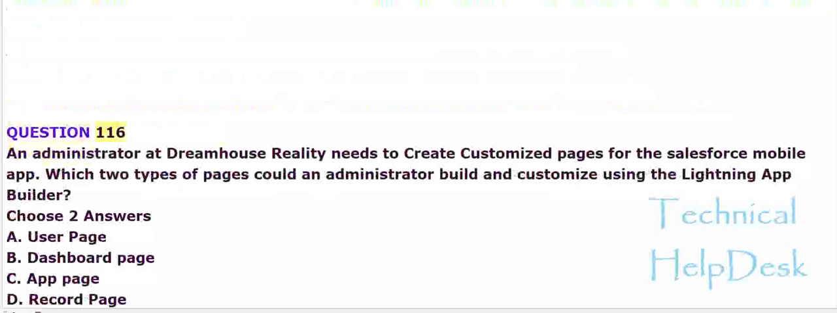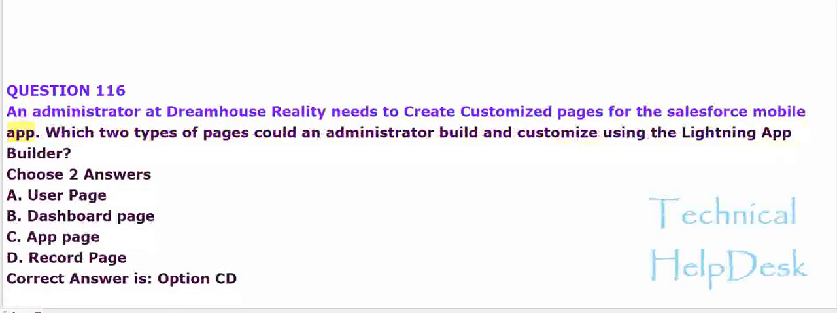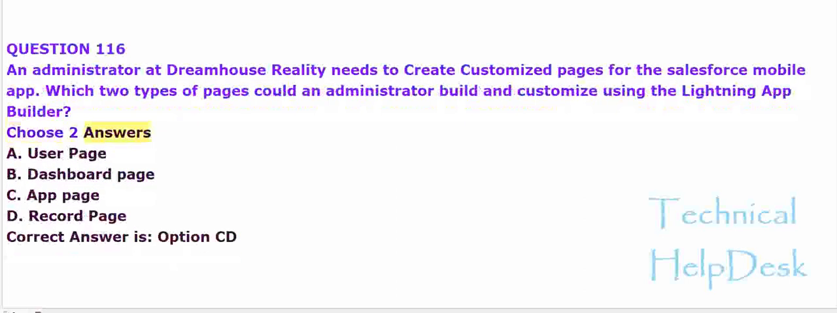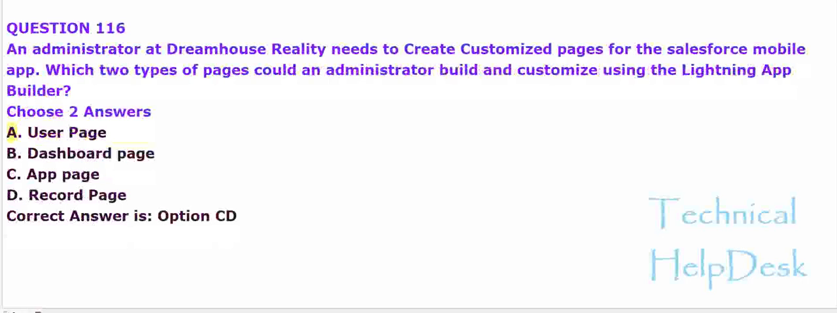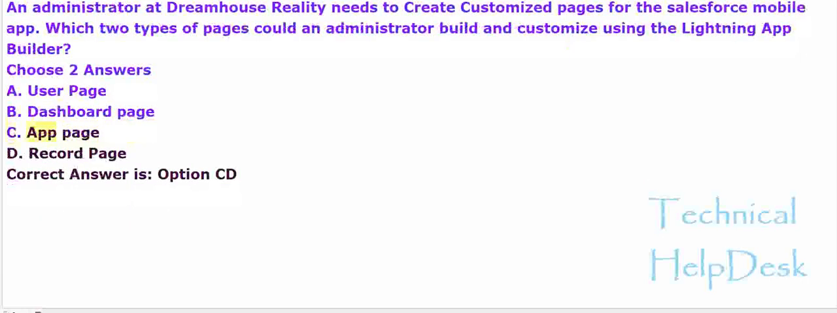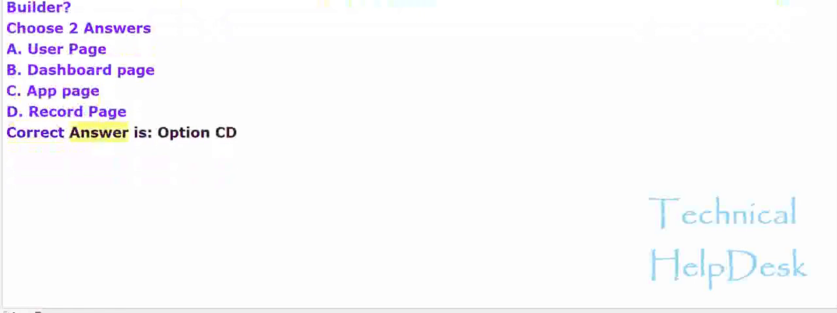Question 116. An administrator at Dreamhouse Reality needs to create customized pages for the Salesforce mobile app. Which two types of pages could an administrator build and customize using the Lightning App Builder? Choose two answers. A. User page. B. Dashboard page. C. App page. D. Record page. Correct answer is option C and D.